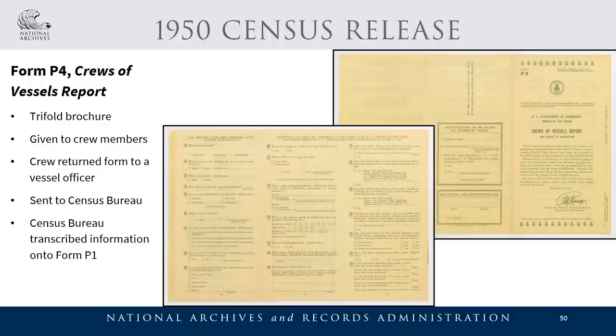Crews on U.S. flag vessels were also enumerated by self-enumeration with a different form, the Form P4, the Crews of Vessels Report. And again, it was folded, so it was like a brochure. And they were provided this form by their vessel officers, and then the crew members returned the form to vessel officers who sent it to the Bureau of the Census. And the Census Bureau, again, transcribed the information onto the Form P1 for the location where the vessel was located. So in most cases, we would expect that you will not actually see a Form P4, but when you see that your person was on a vessel, you will know that this is how the information was collected from them.